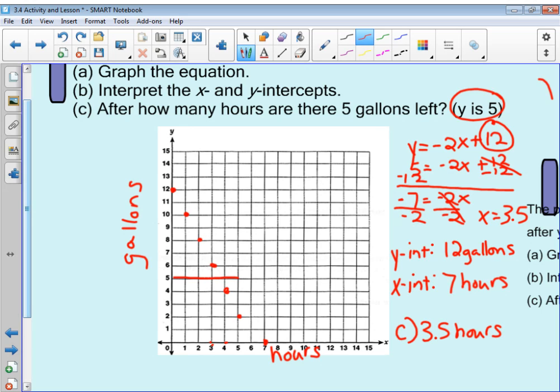Which, yeah, that falls in between. If we were to follow this down, going down there would be about 3.5 hours. But there I'm just trying to guesstimate. Here I'm giving and showing proof that it is the 3.5 hours by substituting into my equation.